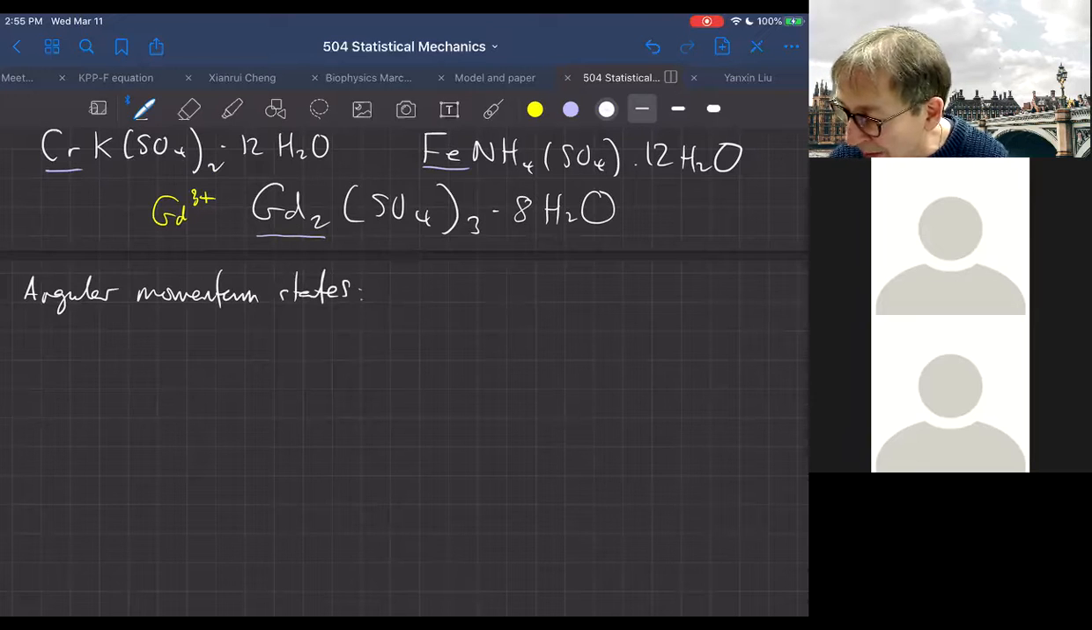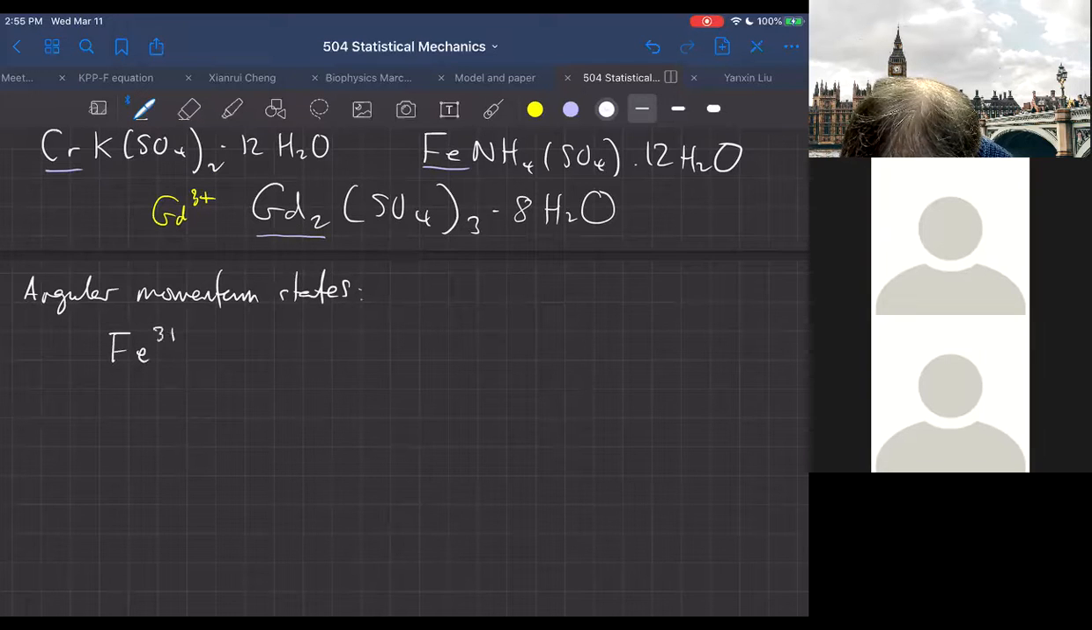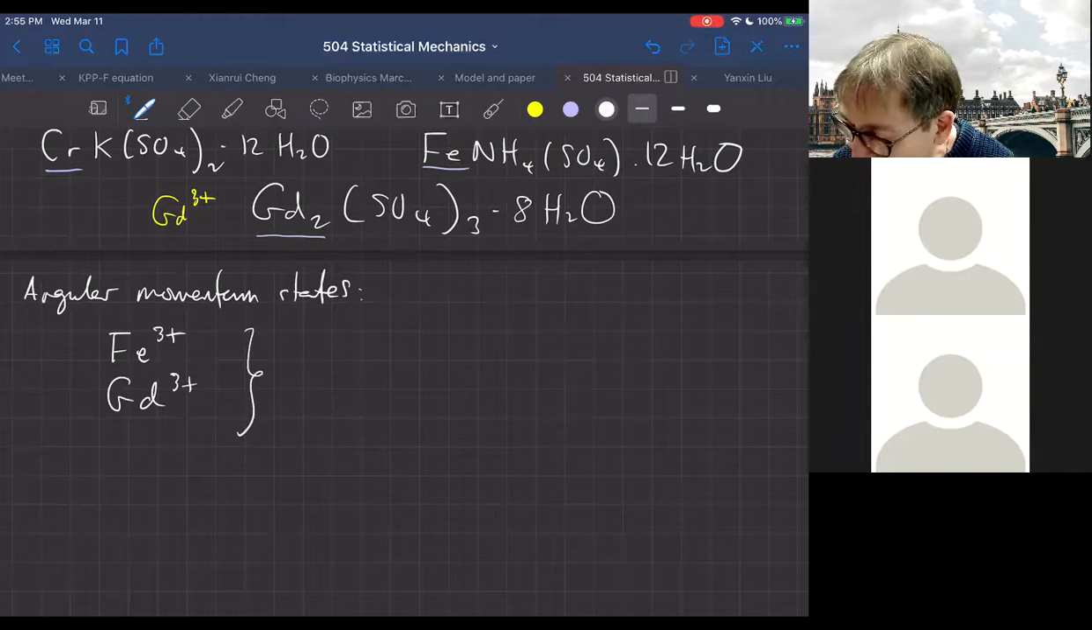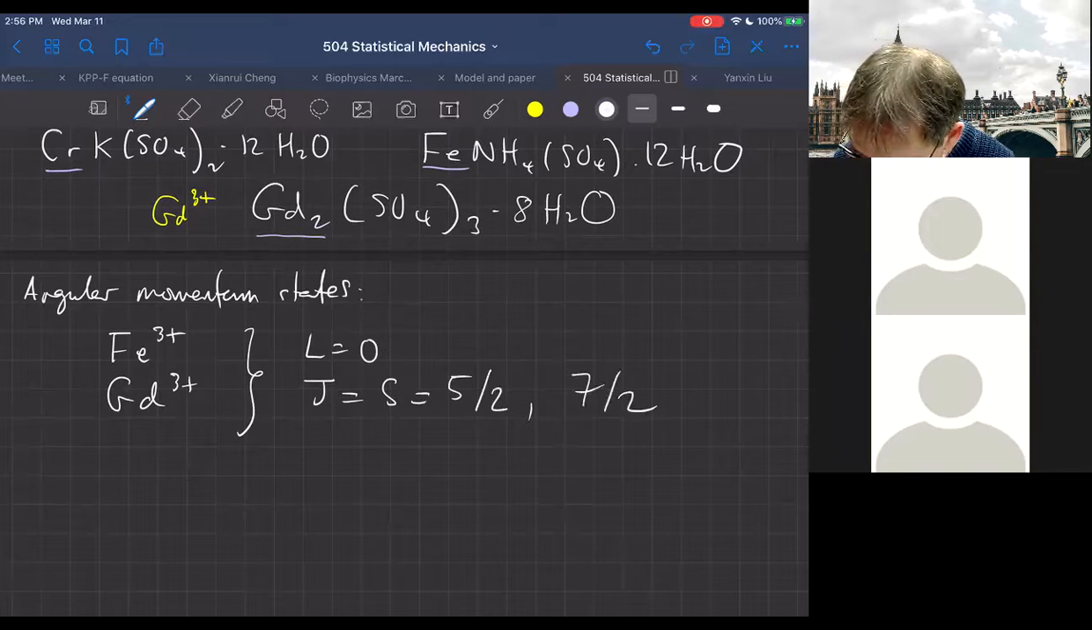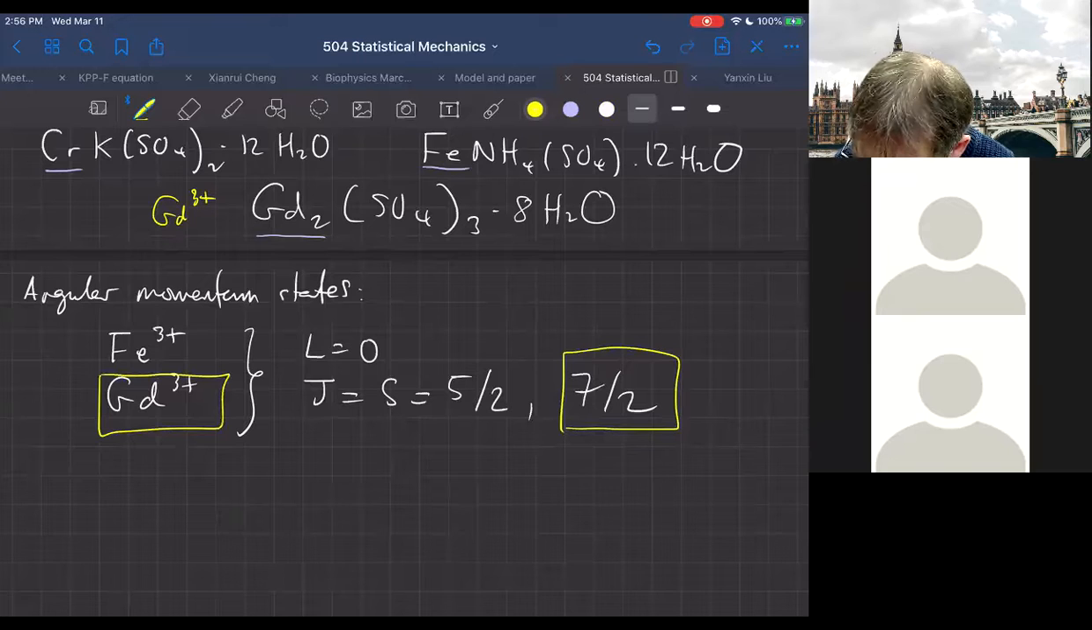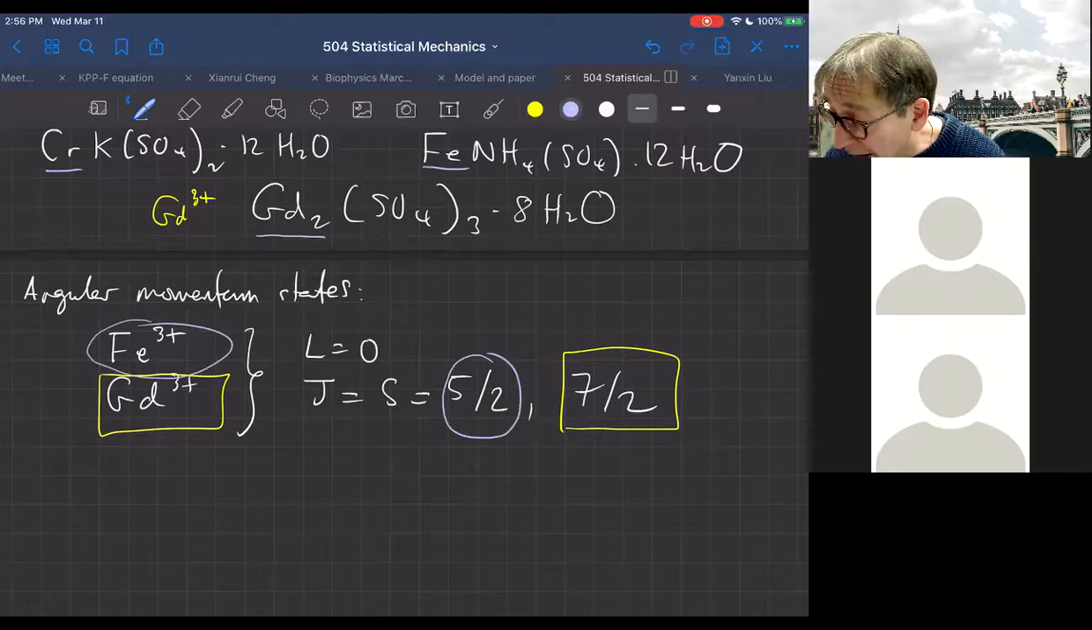And for that, you need to do a bit of quantum chemistry. But I'm just going to tell you what the answer is. For the iron and the gadolinium, it turns out that they are in an L equals 0 state. That's the orbital angular momentum, and then the total angular momentum is just the spin, which is 5 halves or 7 halves respectively. So it's 7 halves for the gadolinium, and it's 5 halves for the iron.